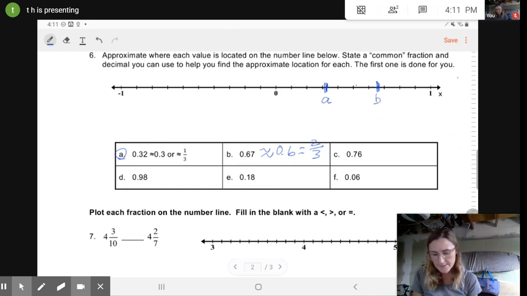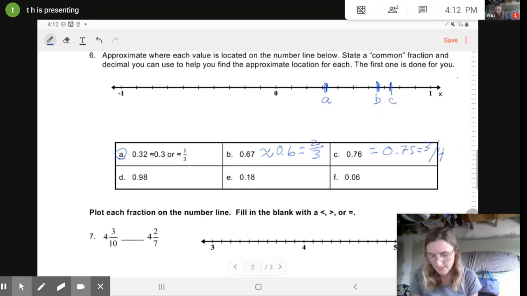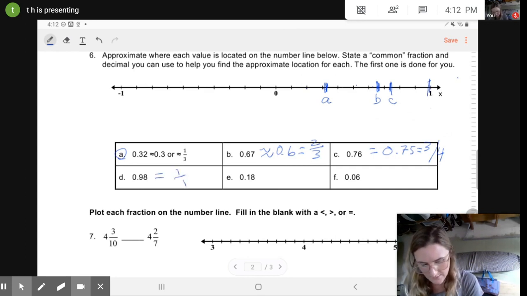C is 0.76. Well, I'm going to approximate this to 0.75 because I know 0.75 as a fraction is 3/4. So 0.75 or 3 out of 4, and that would be 7.5 boxes. So 1, 2, 3, 4, 5, 6, 7.5 is about right there. That would be C. 0.98, you know what? I'm just going to say that this is about 1/1. So I'm going to put D right at 1.